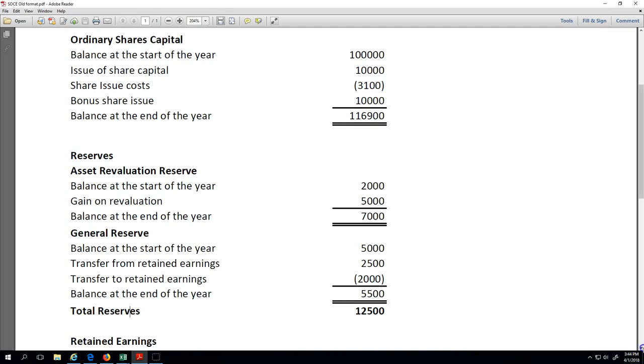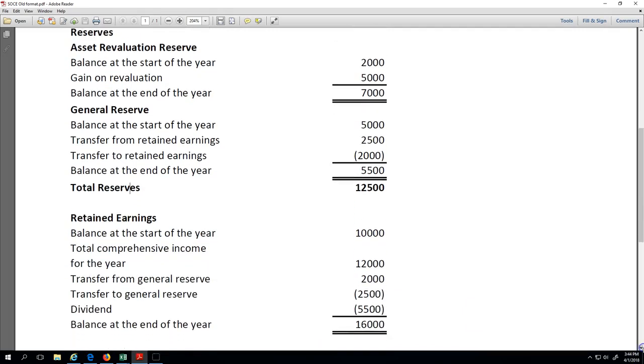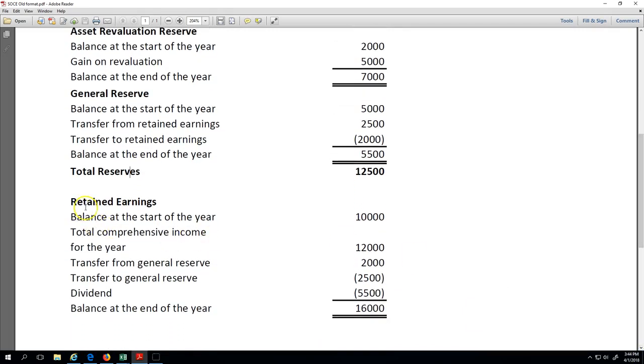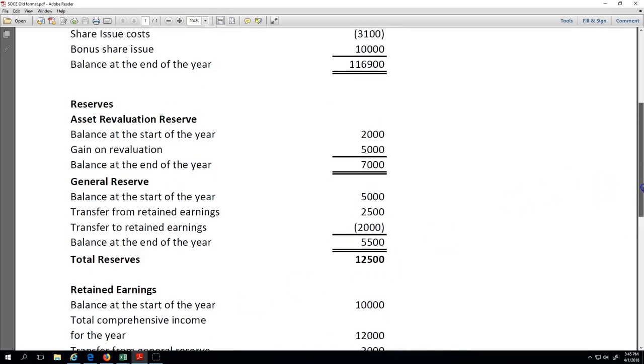Alright? And then followed by retained earnings. So retained earnings is the last thing to record for the vertical format. So you start with balance at the start of the year, add your total comprehensive income for the year, add your general reserve, add your transfer from minus dividend, and then the balance at the end of the year.